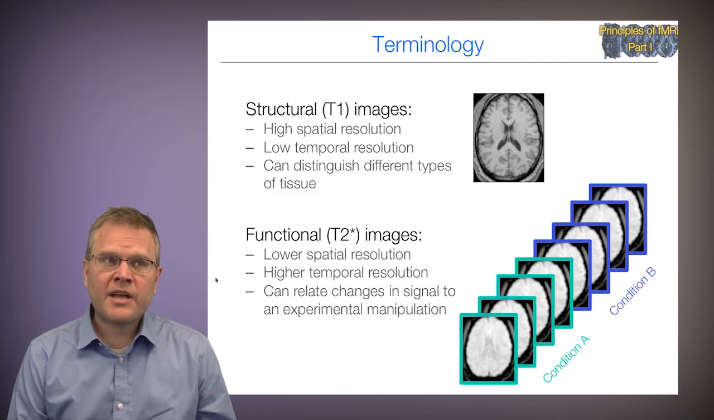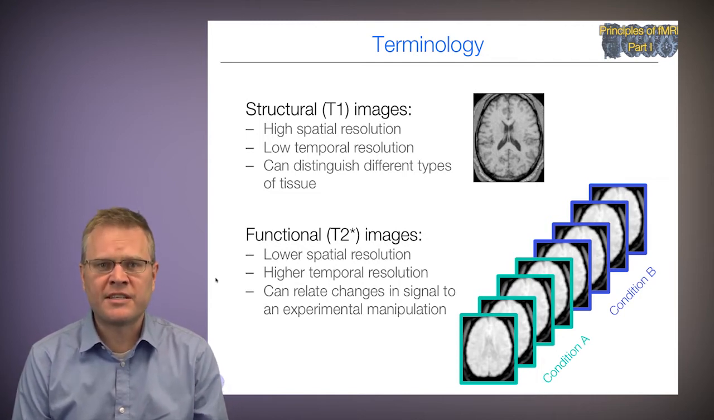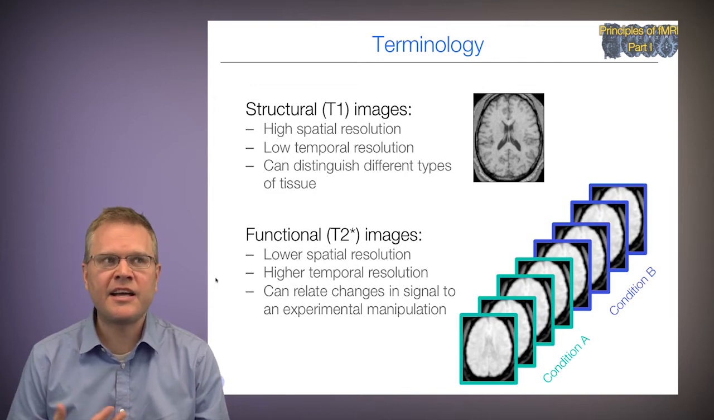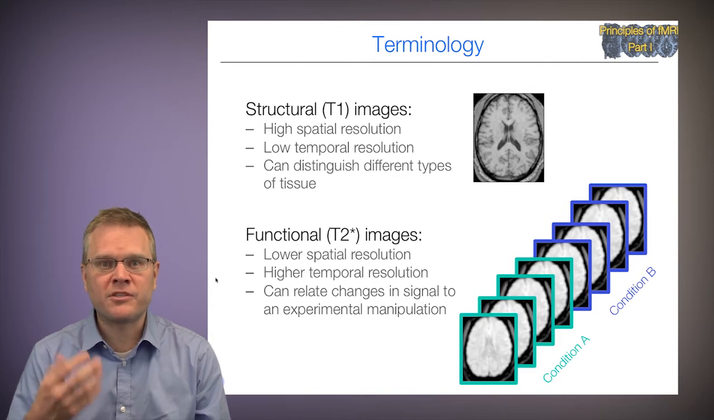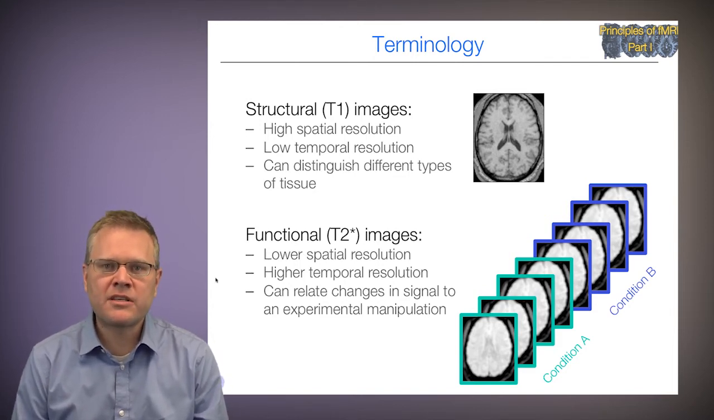For example, when we have a structural image, these are often called T1 images, and again, we'll return to this in a later module. These have high spatial resolution, but low temporal resolution, actually no temporal resolution because they're just a static image. Since they have such high spatial resolution, they can be used to distinguish between different tissue types. In this cartoon image you can separate between gray and white matter, and you can make out anatomical boundaries and whatnot.